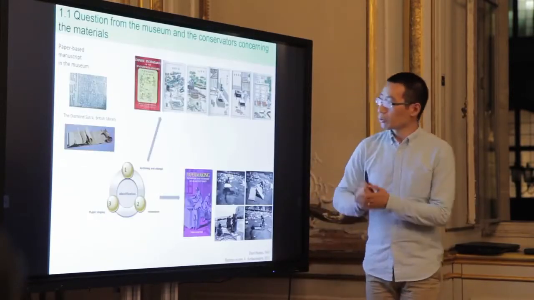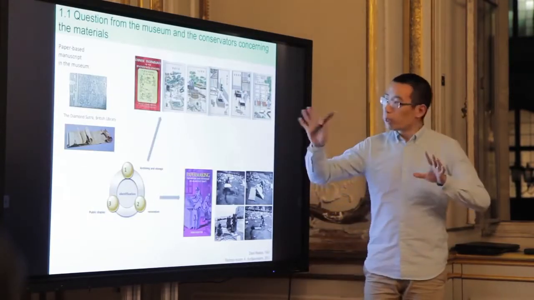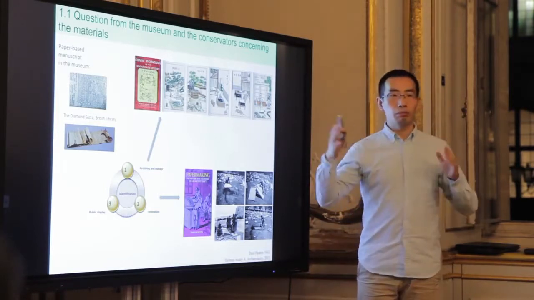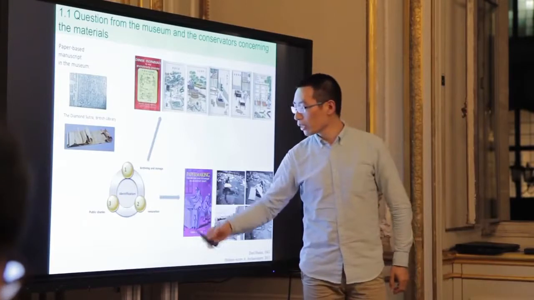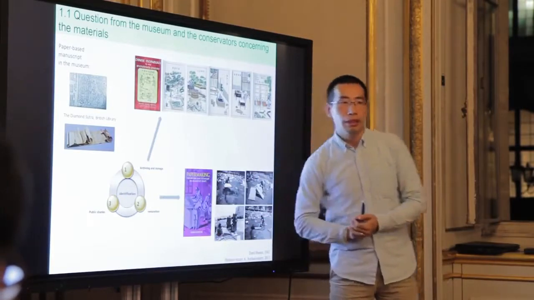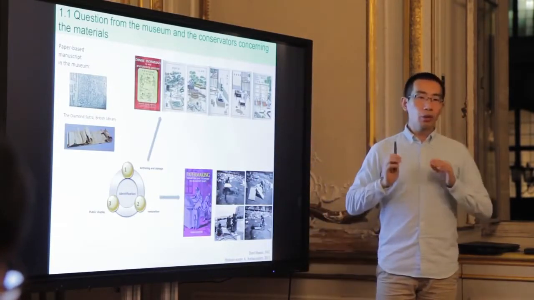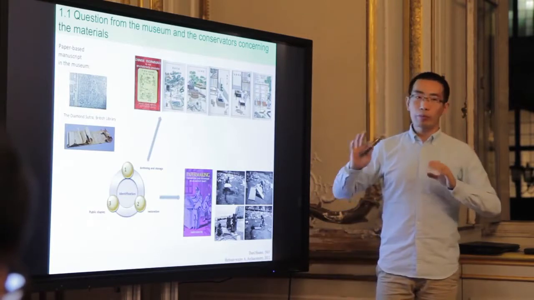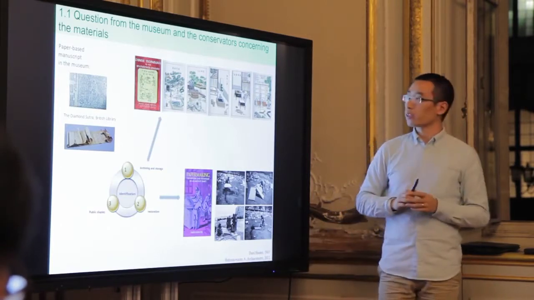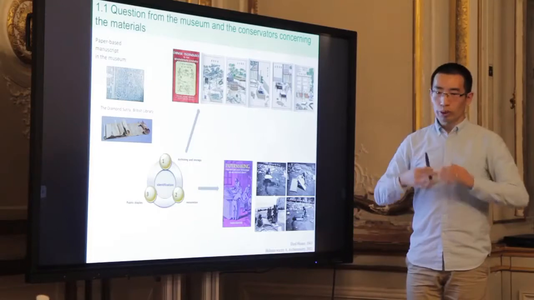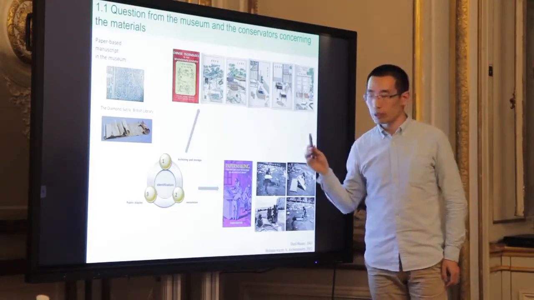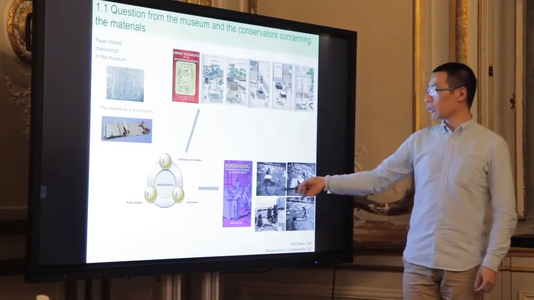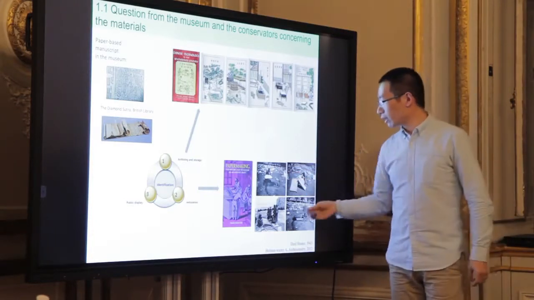So let's begin. There are lots of paper-based documents in private collections and in museums, and in archiving, storage, restoration, and public display. One basic question they need to answer is to know the material or technique involved. To get this information, we can refer to the historical descriptions and the early investigations.